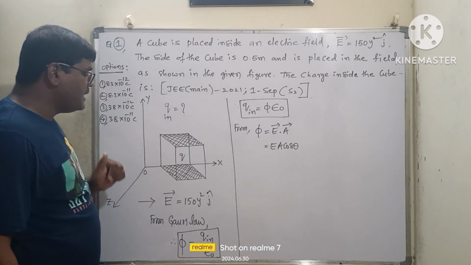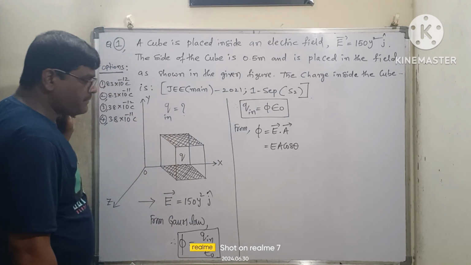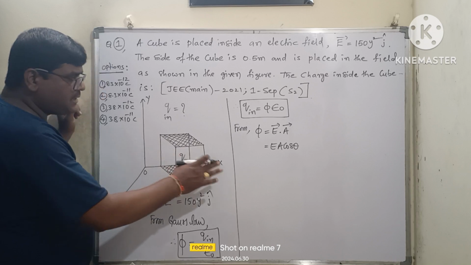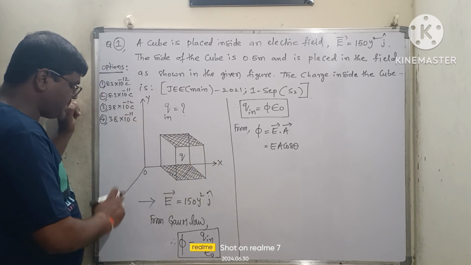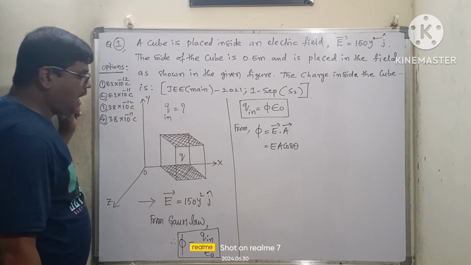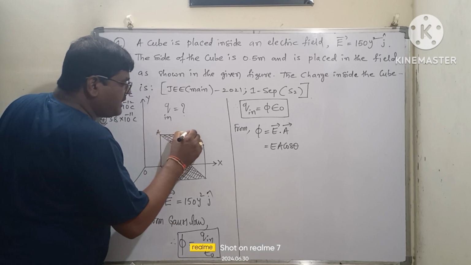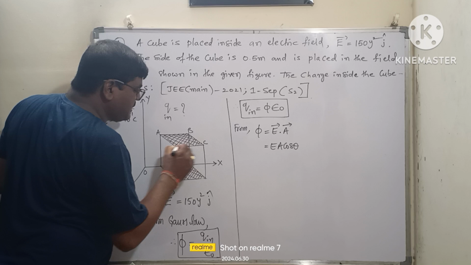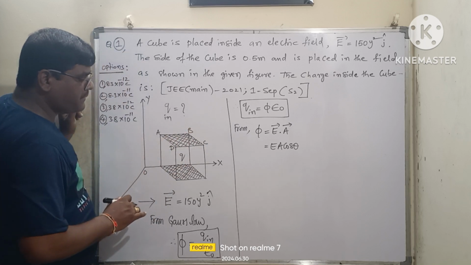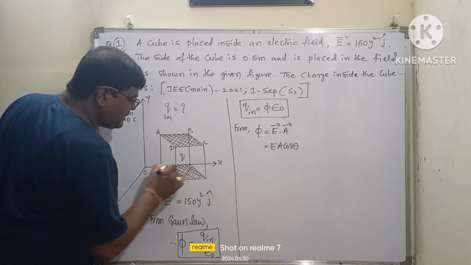Okay, come to the diagram. The diagram is given like this. One cube is placed like this. This is the x-axis, y-axis and z-axis. If you see, this is the plane given, across which the electric field is passing. That is ABCD, which is one plane. And another plane is given here.